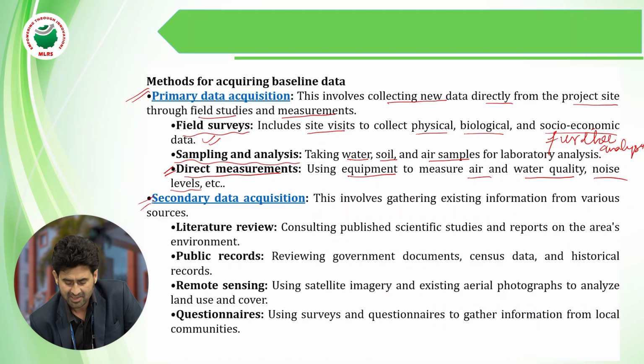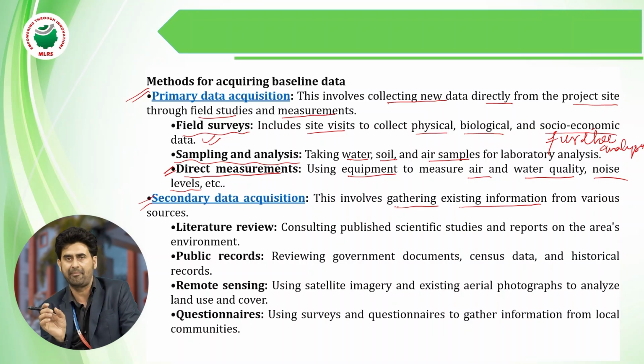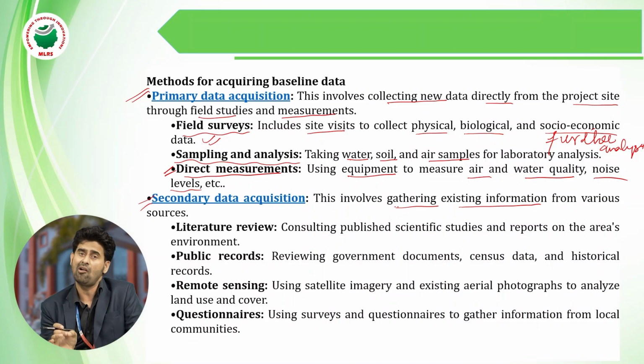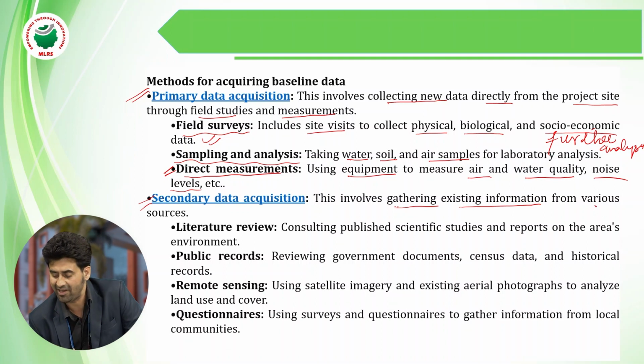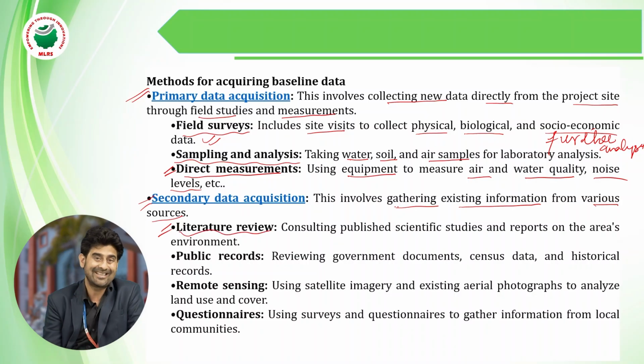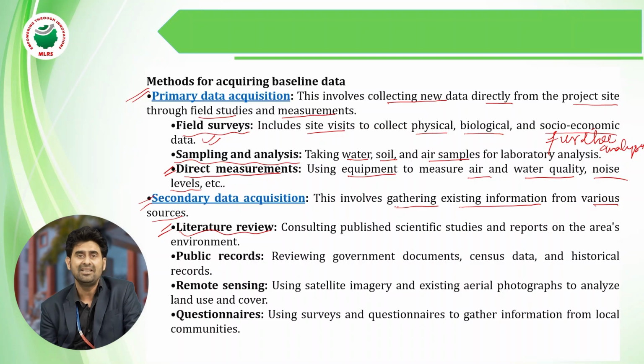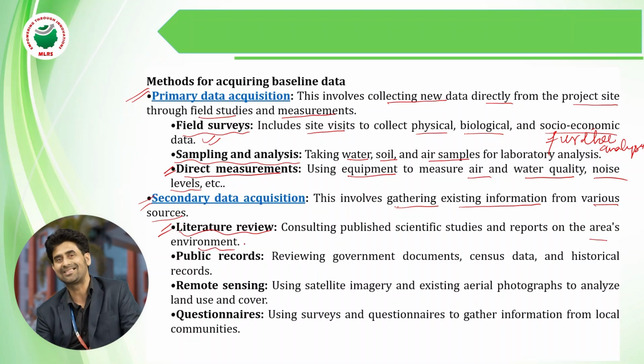What is secondary data? Secondary data involves gathering the existing information. So it means the primary data is the fresh information and the secondary data acquisition involves the data from the already existing information from various sources. Like we can say the literature review. That is, we can consult the already published scientific research articles and reports on the area and environment. We will consult the already existing research and the scientific data that is available.